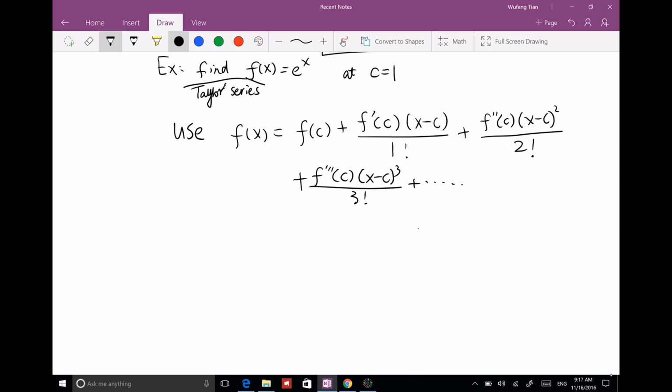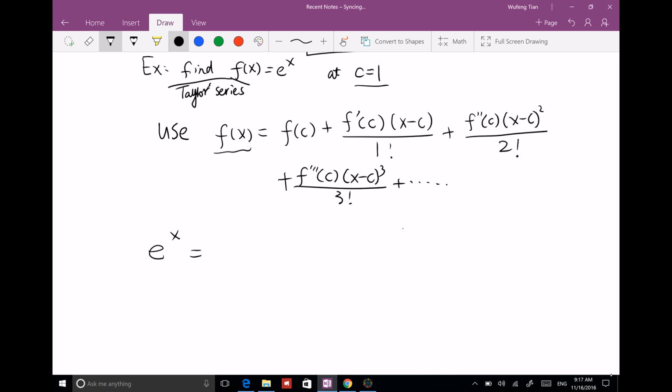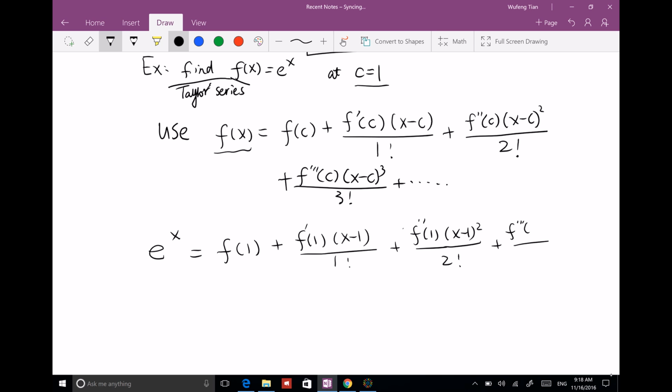Okay, so f(x) is e to the power x, and we're looking at c equals 1. Because f(x) is e to the power x, you write it as f(1) plus f'(1)(x minus 1) plus f''(1)(x minus 1) squared over 2 factorial, plus f'''(1)(x minus 1) cubed over 3 factorial. So you have the nth derivative at 1 times (x minus 1) to the power n over n factorial.